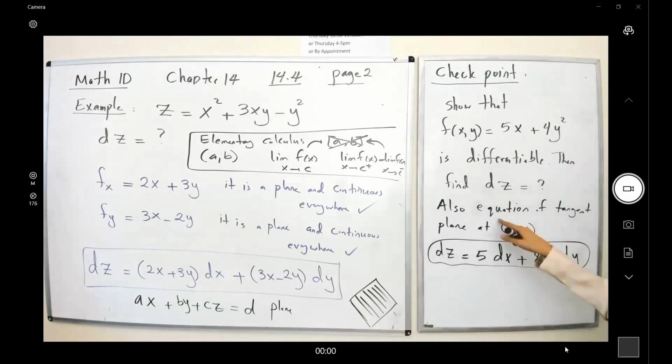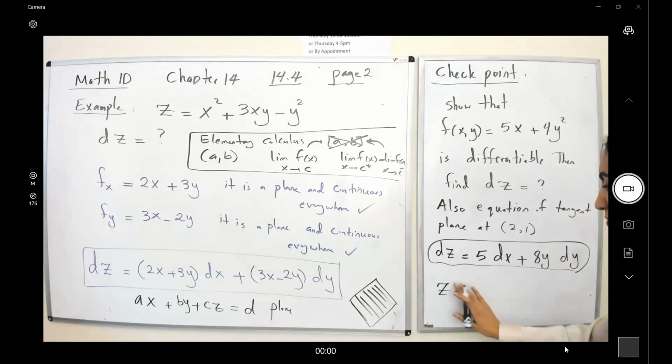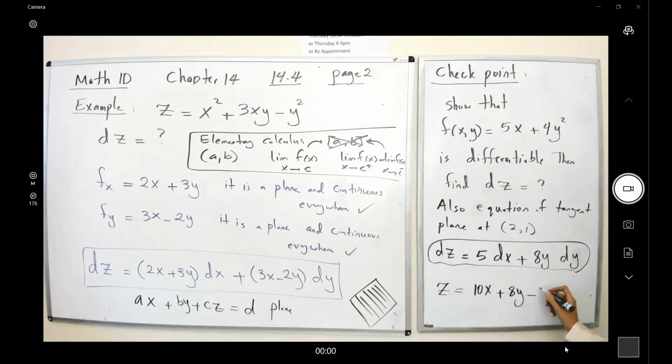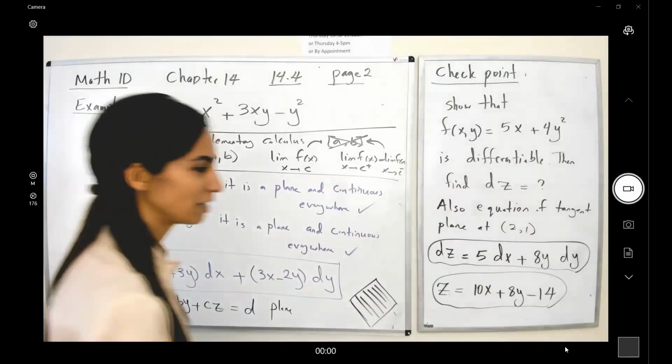How about your tangent plane? What do you have? z is equal to 10x plus 8y minus 14. What do you have for the rest of the class? If I plug in 1, I can get my z. All right, minus 4. Minus 4, okay.